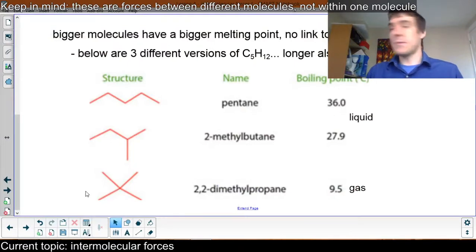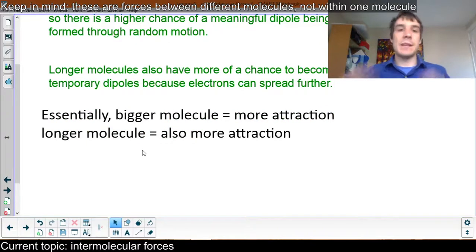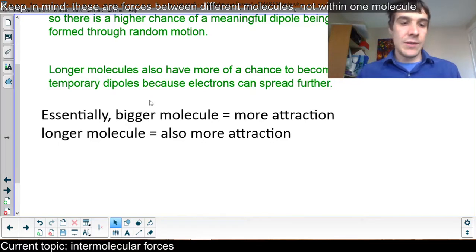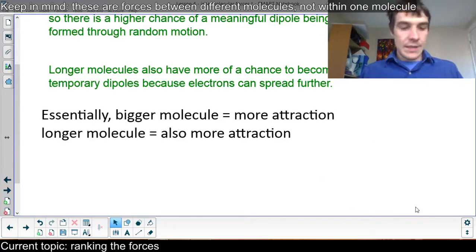So those are London dispersion forces, and the takeaway from them is that when you have more atoms, you get more attraction because there are more electrons to have that random motion from. And if it's longer, you also get more attraction. So let's do our final thing. Let's rank them. Ranking the forces is our last piece.